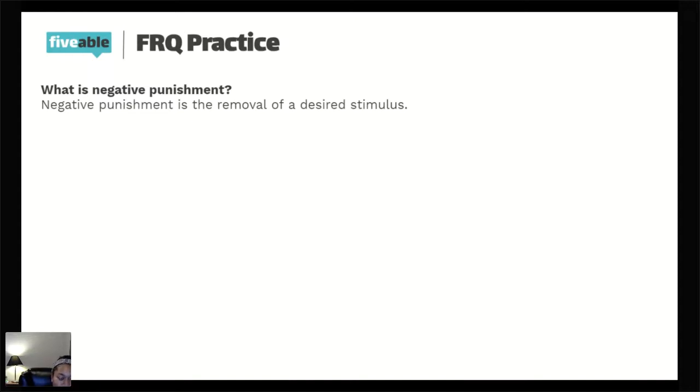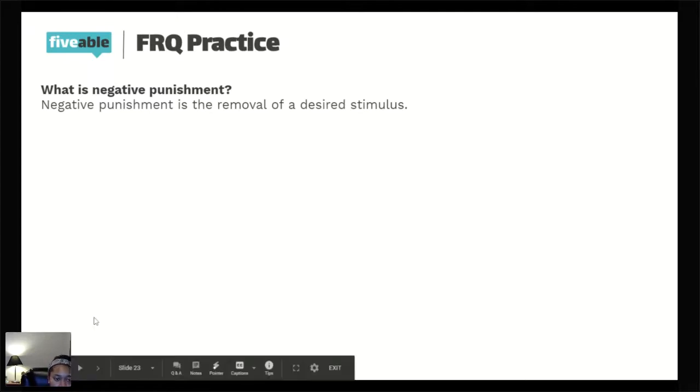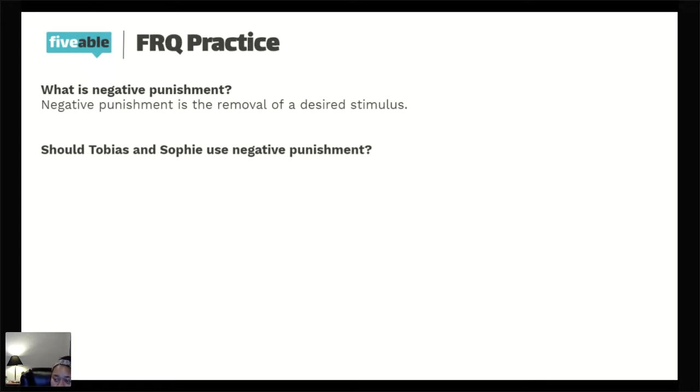So in this case, there's a negative punishment. That's the removal of a desired stimulus because it's a punishment, so the outcome is going to be undesirable. So the punishment is the removal of a desired stimulus. The desired stimulus. Alright, so should Tobias and Sophie use negative punishment? What do you guys think?